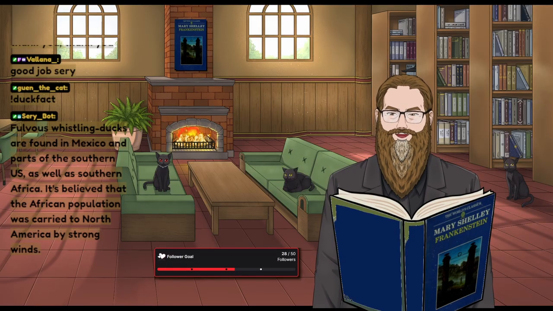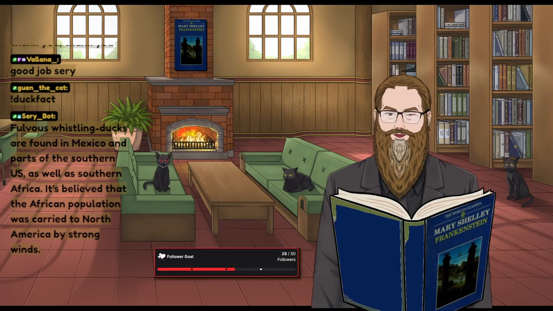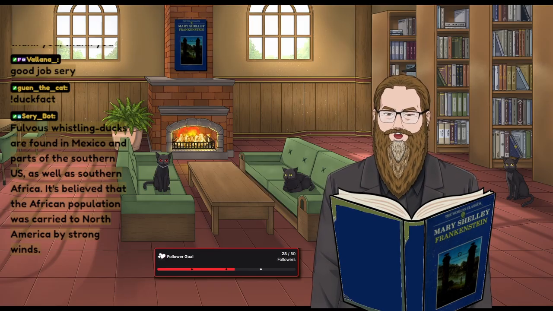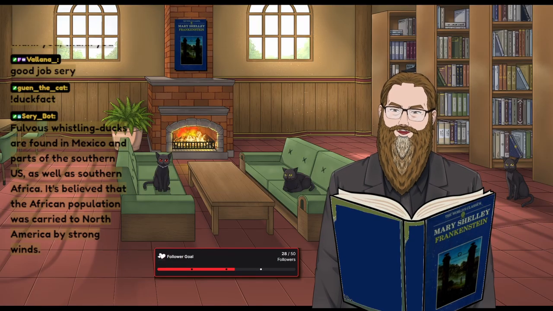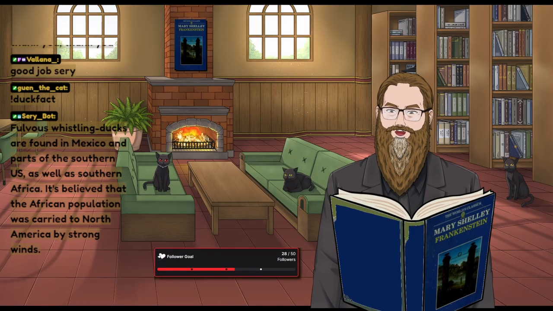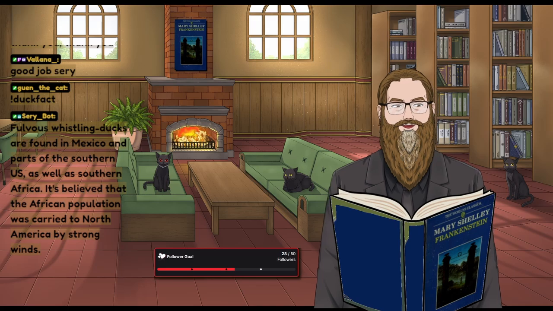Oh, Gwen is being curious again. What is that? Whistling ducks are found in Mexico and parts of the southern U.S., as well as southern Africa. It's believed that the African population was carried to North America by strong winds. Our cat Gwen is learning about ducks.